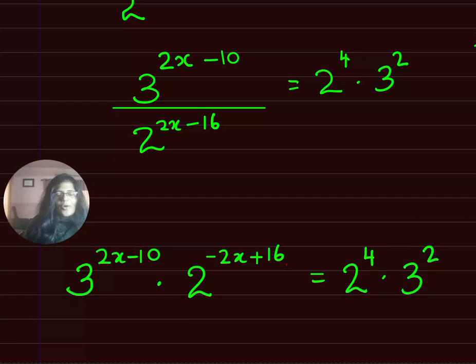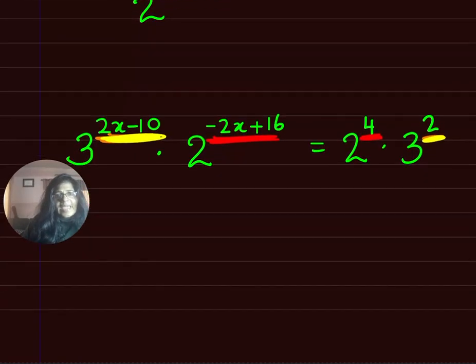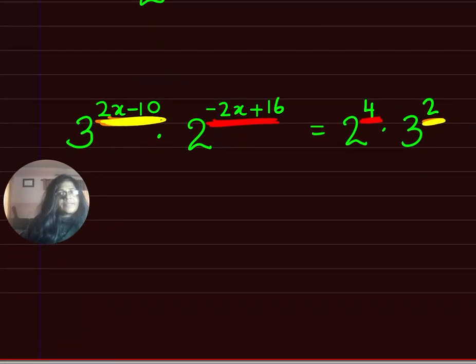Now we are almost near our answer. So here we can compare the exponents, because the base is the same. We can compare their powers. So we can see that minus 2x plus 16 should be equal to 4, or 2x minus 10 should be equal to 2. We can use any one of these relations. Basically both relations will give you the same answer. Let's take both and check it, right?